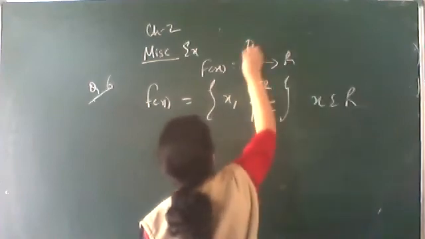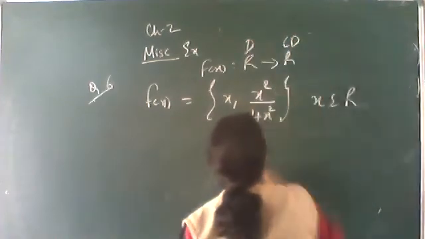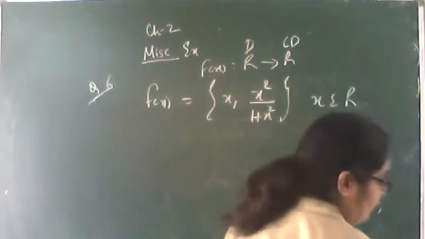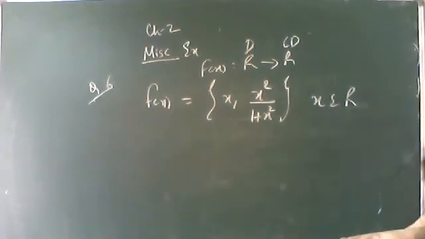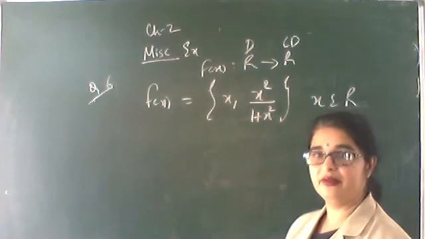That means the domain is R, and the codomain is also R. We have to find the range. The question is: determine the range of f.